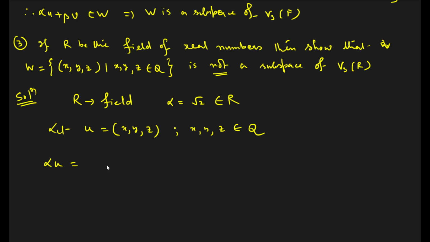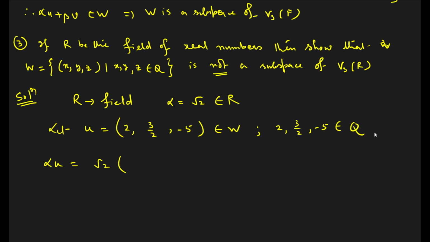Let us find alpha u. So our alpha is √2, and this is what? Or you can take some numbers also, then you'll understand it better. Instead of x, y, z, suppose 2, 3 by 2, and then suppose -5 belongs to W. We can take any number. You can take x, y, z also. No harm. So you see 2, 3 by 2, -5. These are all rational numbers. 3 by 2, then -5. These all belong to Q.